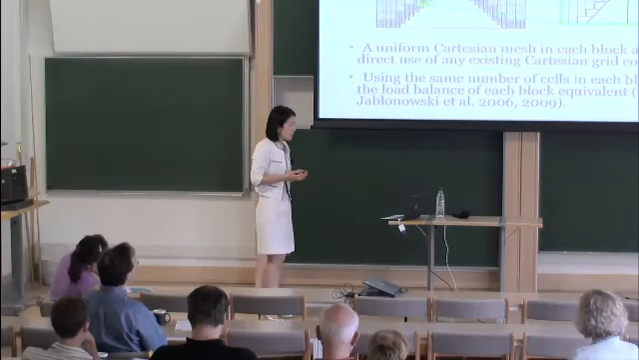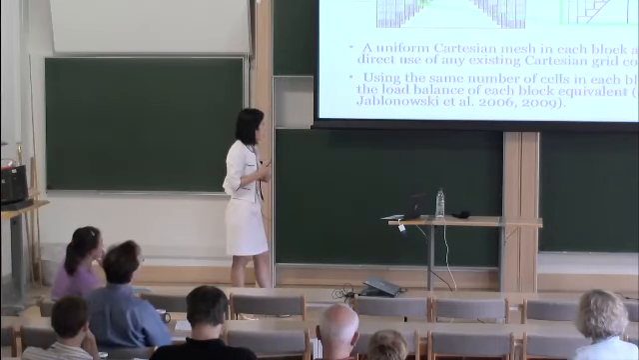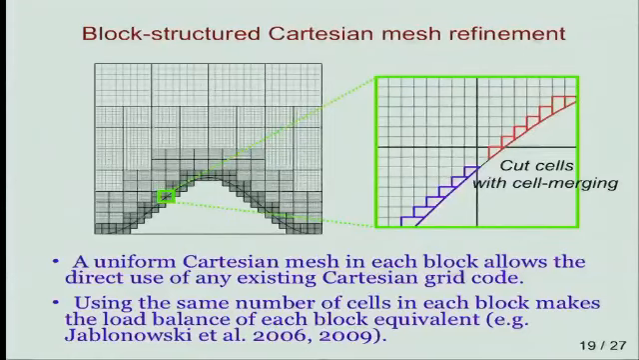And one of the attractive features of the block-structured mesh refinement is that it allows the direct use of existing Cartesian grid code. And moreover, the same number of cells in each block provides an advantage for parallel computing, because the load balance of each block should be equivalent.